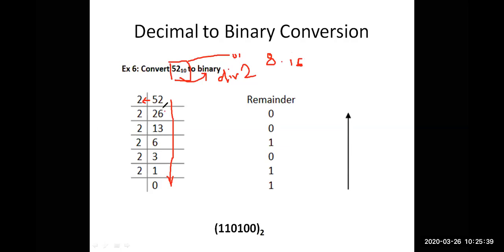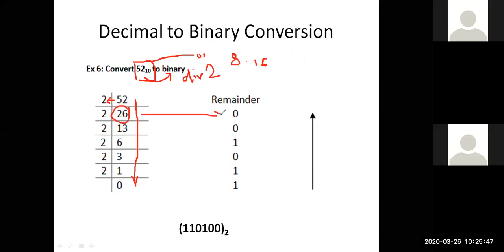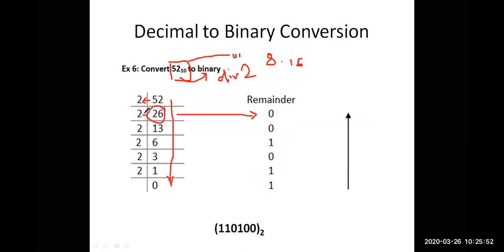So when we divide 52 by 2, the answer is 26 and the remainder is 0. Then 26 is again divided by 2. We get the result 13. Here the remainder is also 0. Now again we will divide this 13 by 2. So when we divide 13 by 2, the quotient is 6, remainder is 1.